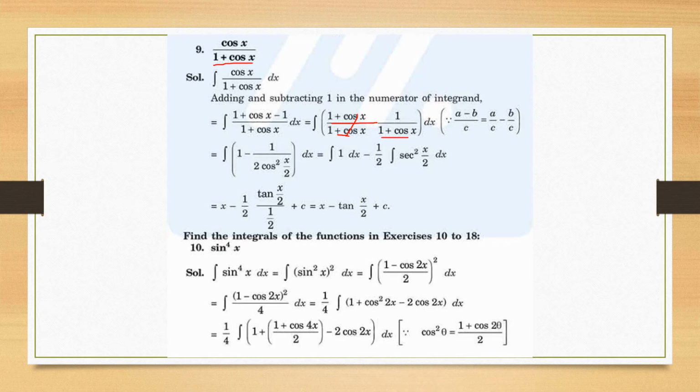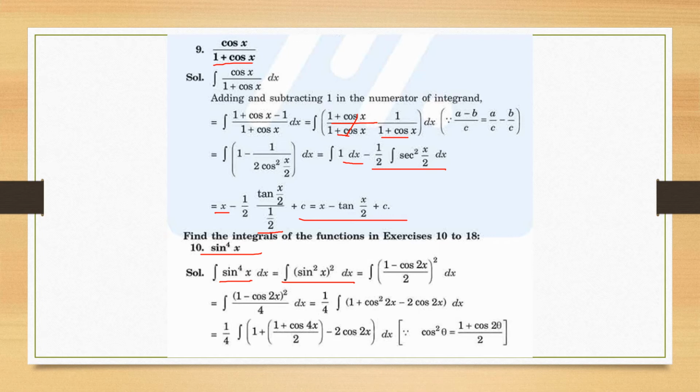So it changes to the integral of 1 minus half sec square x by 2. The integral of this is x, and this is tan x by 2 upon half, plus c. So x minus tan x by 2 plus c. Integral of 4x. Now how to integrate 4x? For 4x you will go by the same patterns followed for sine and cos.